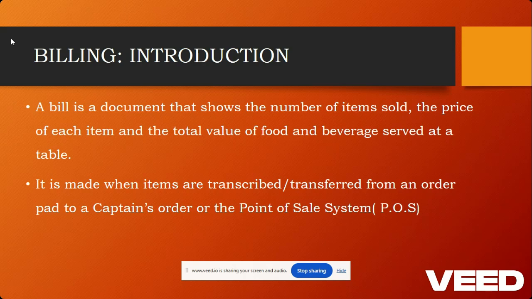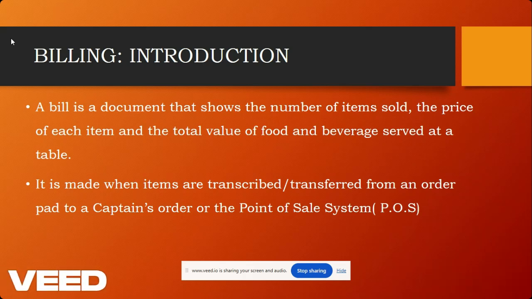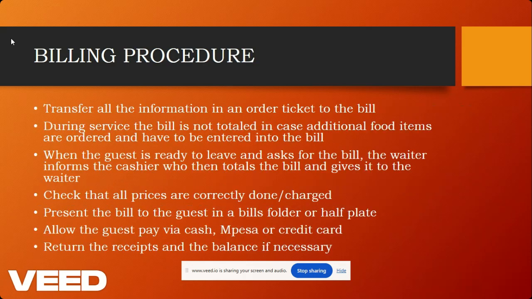Or for those that have the electronic point of sale system, you can extract it from the system before you present it to the guest. So the procedure is that you transfer all the information from the order ticket to the bill, and during the service you don't print the final bill in between until they have finished the items, for us to have room to add more items into the bill.